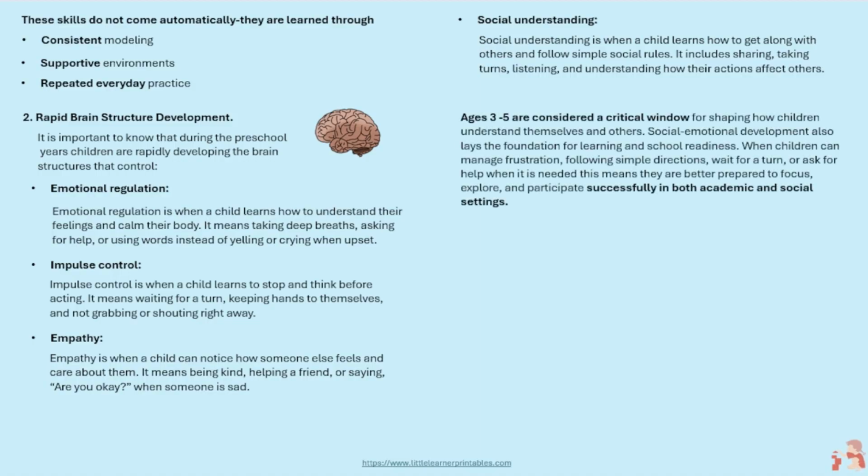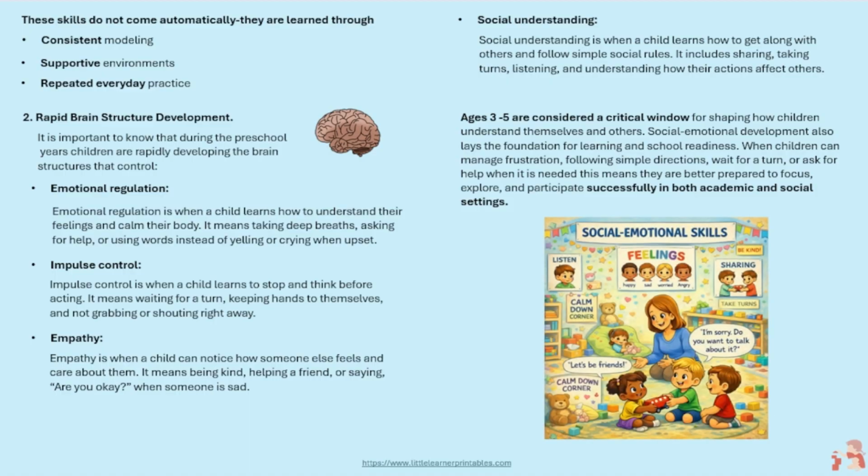Ages 3 to 5 are considered a critical window for shaping how children understand themselves and others. Social and emotional development also lays the foundation for learning and school readiness. When children can manage frustration, follow simple directions, wait for a turn, or ask for help when it is needed, this means they are better prepared to focus, explore, and participate successfully in both academic and social settings.